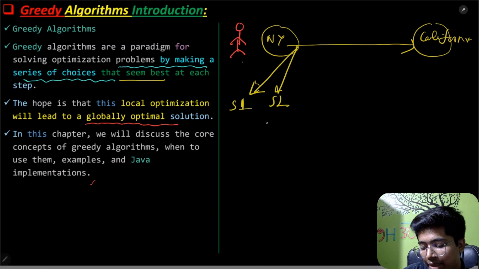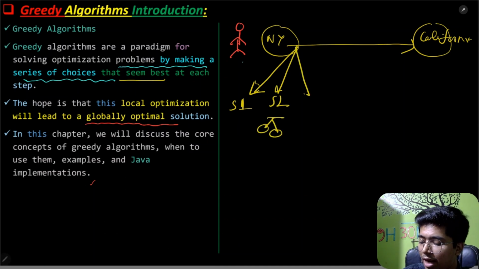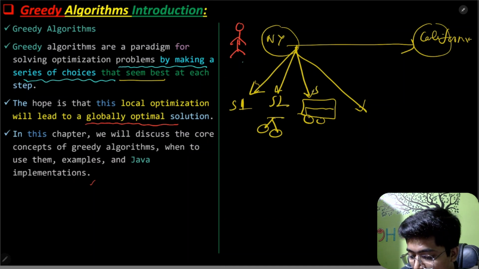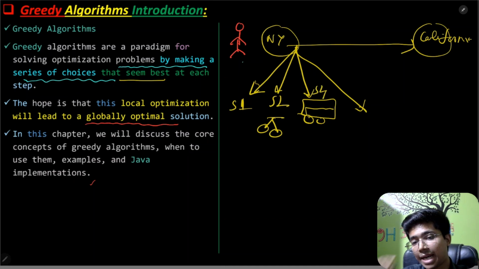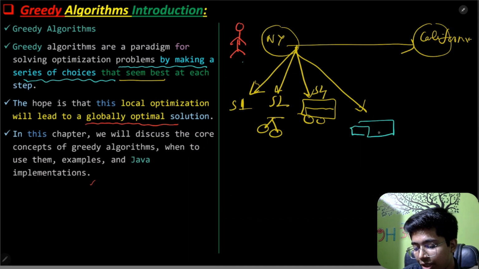The second strategy can be that he can go through cycling. The third strategy can be that he can take any public transport or bus. So that is the third strategy. There can be a fourth strategy, that he can go by train. So let's call it train.